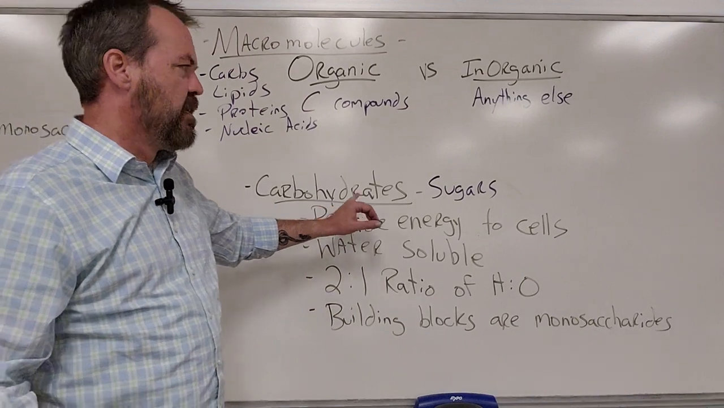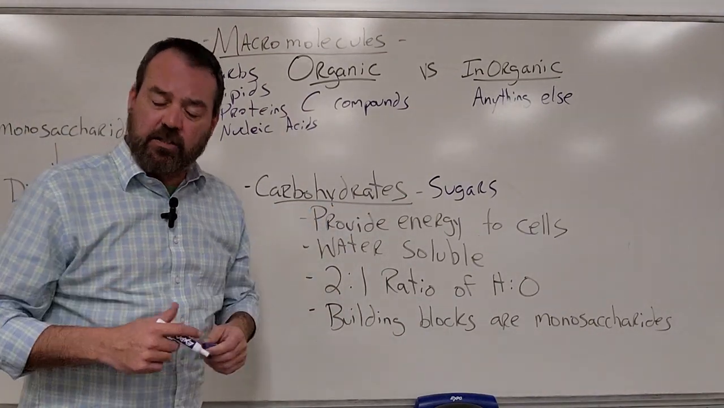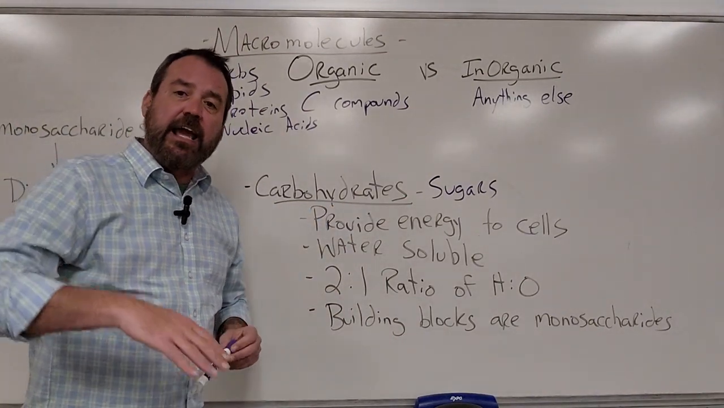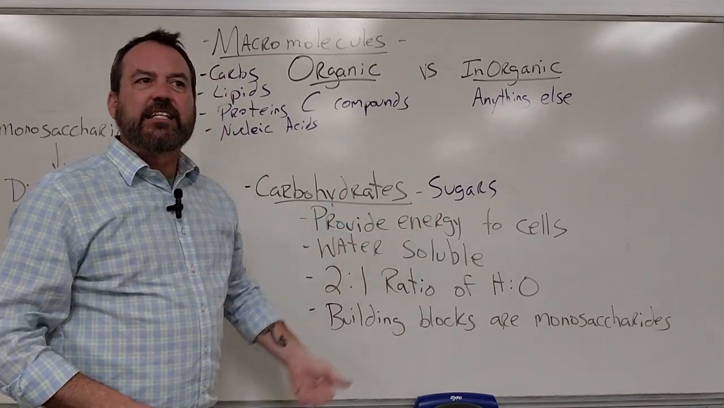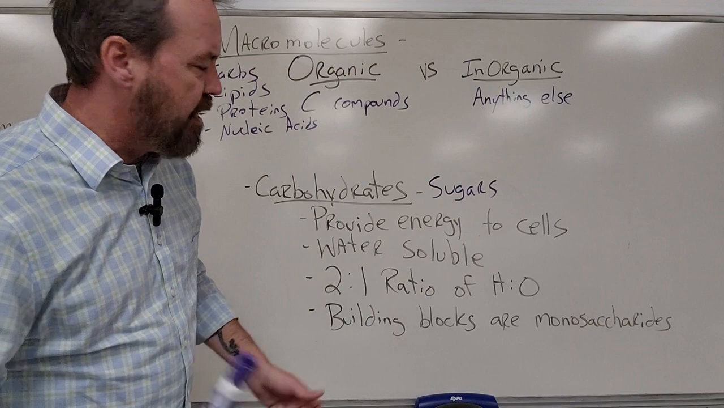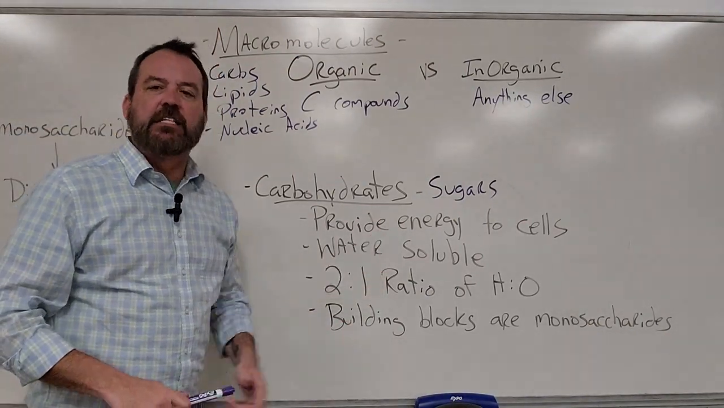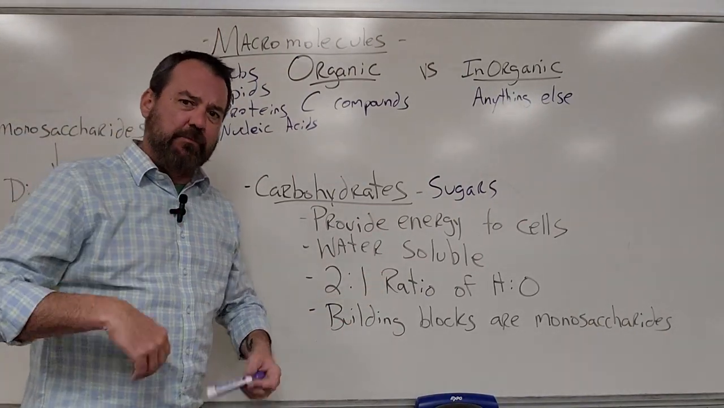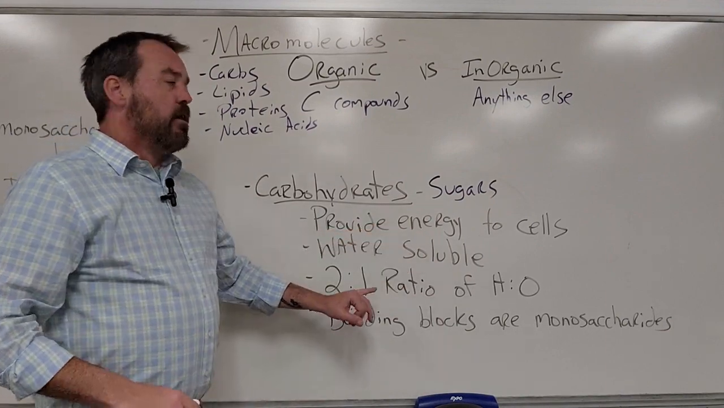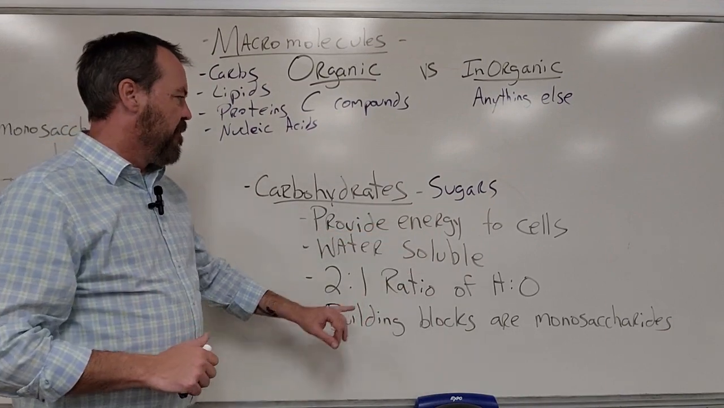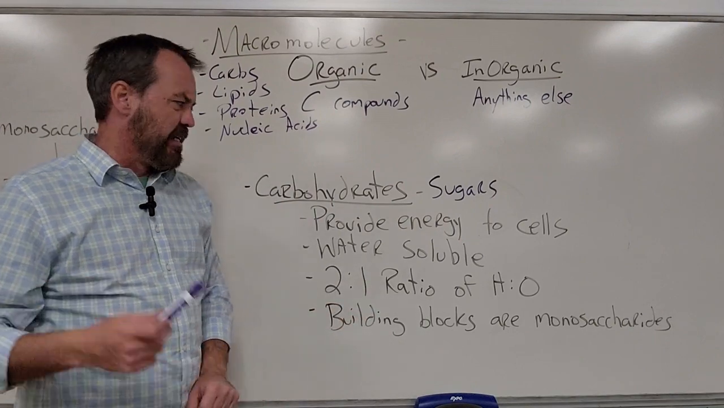That's what we're using. Glucose primarily we use in our citric acid cycle to turn it into ATP. Glucose is a carb. It is a sugar. So it provides energy to cells, and it is water soluble, meaning it dissolves in water. You put sugar in water, stir it up, the sugar disappears because it has dissolved in the water. So a couple little tricks for carbohydrates to be able to identify them.